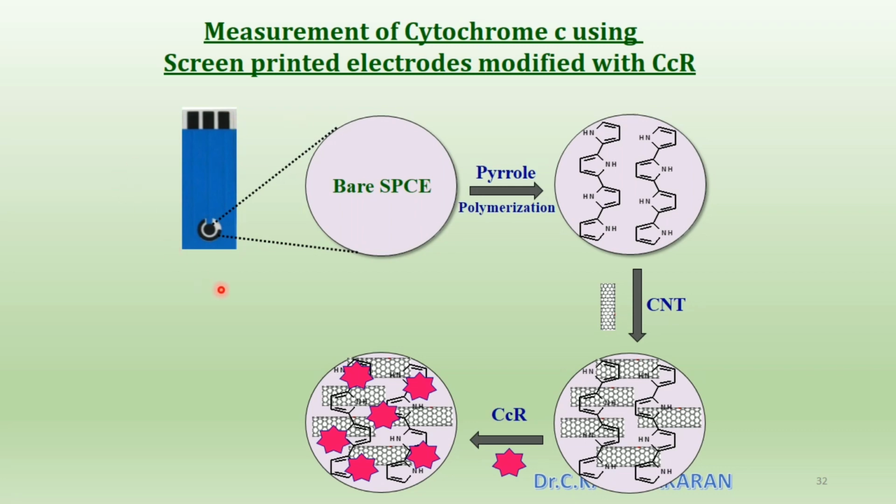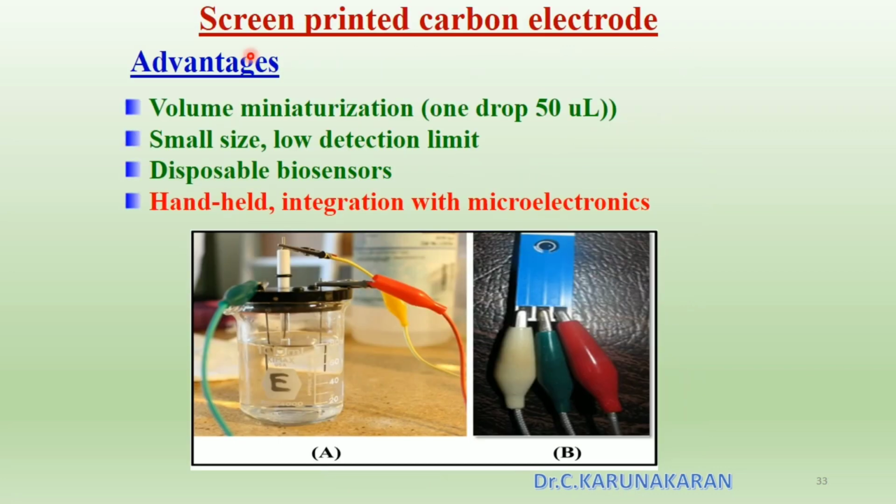In the earlier research works, we have used a platinum electrode as working electrode. Here we have used a screen printed modified electrode. The fabrication steps are the same: pyrrole polymerization, CNT electrode deposition, and CCR bioconjugation. But we have used the screen printed electrodes for the cytochrome C biosensor.